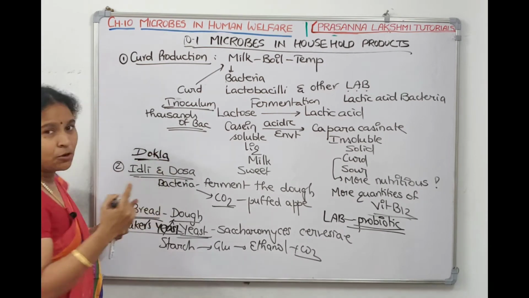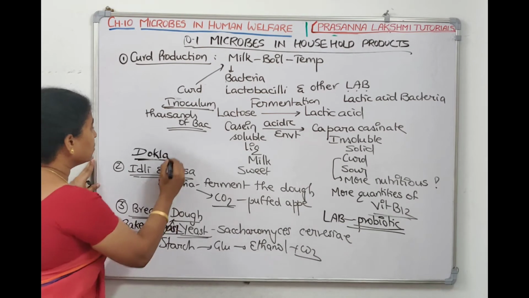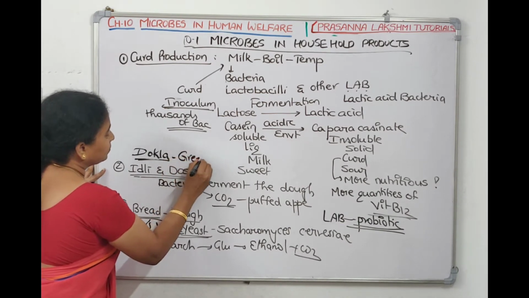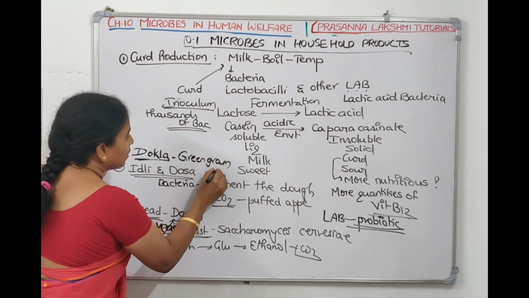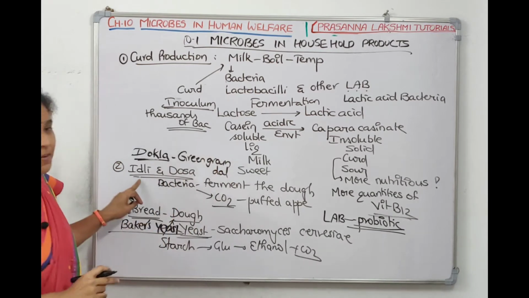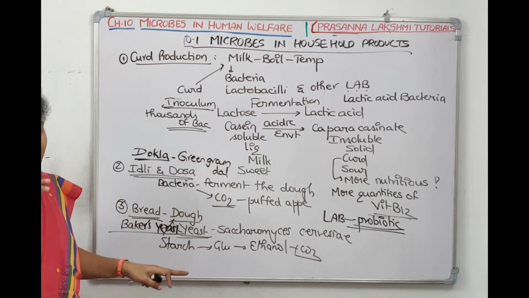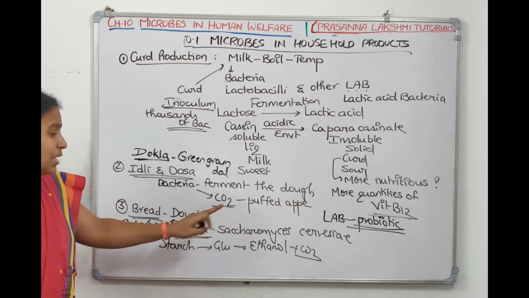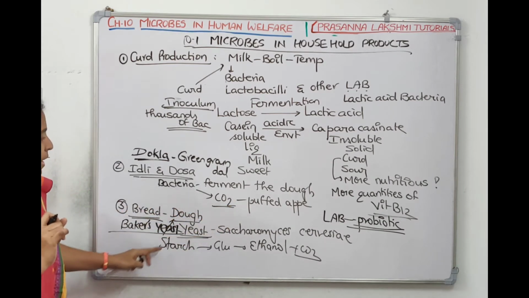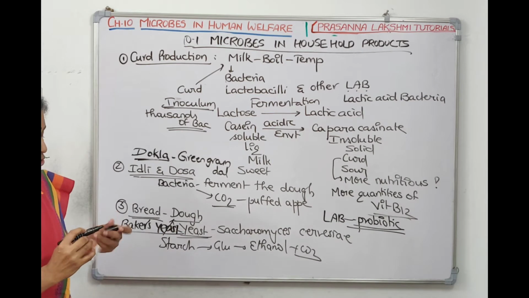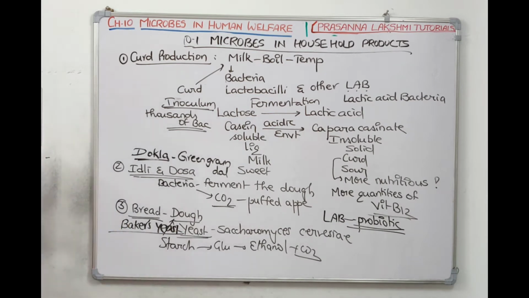In dokla, instead of black gram dal, we use green gram dal. That's the difference. Here we use black gram dal, here we use green gram dal. But the process of fermentation, that puffiness, carbon dioxide production, fermentation is the same. The third one is bread making, where we use yeast. Take a screenshot. We will continue with the remaining.